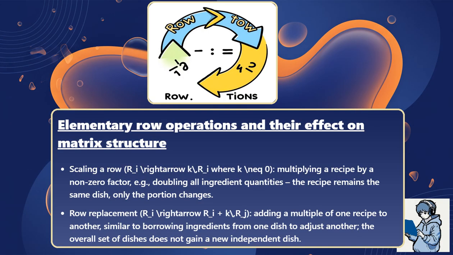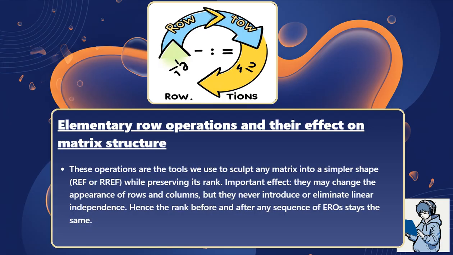Row replacement: R_i becomes R_i plus k times R_j. Adding a multiple of one recipe to another is similar to borrowing ingredients from one dish to adjust another. The overall set of dishes does not gain a new independent dish. These operations are the tools we use to sculpt any matrix into a simpler shape, reduced row echelon form or row echelon form, while preserving its rank. Important effect: they may change the appearance of rows and columns, but they never introduce or eliminate linear independence. Hence, the rank before and after any sequence of elementary row operations stays the same.